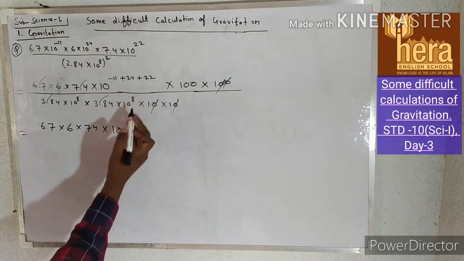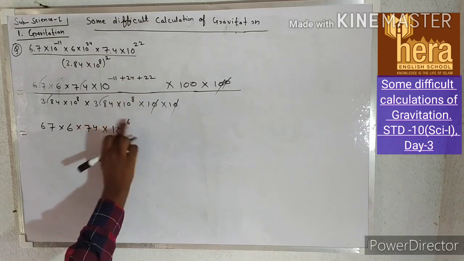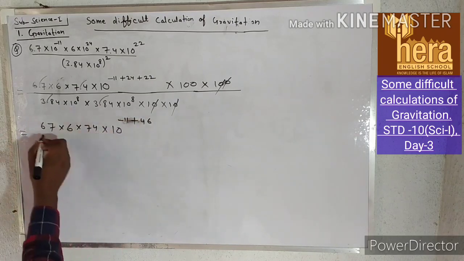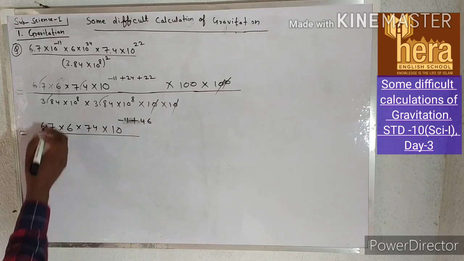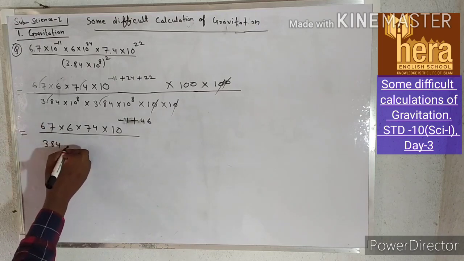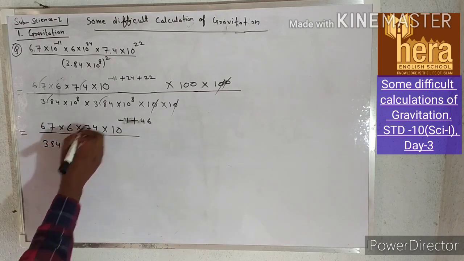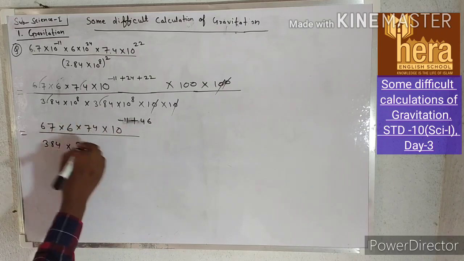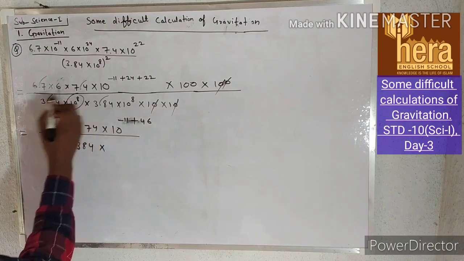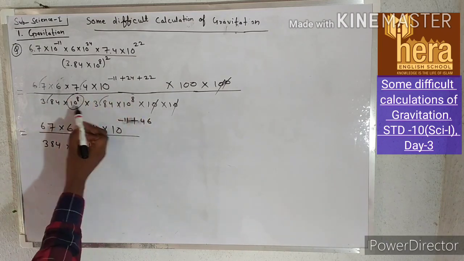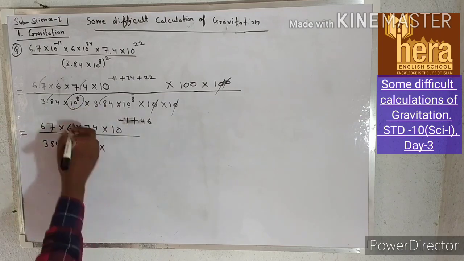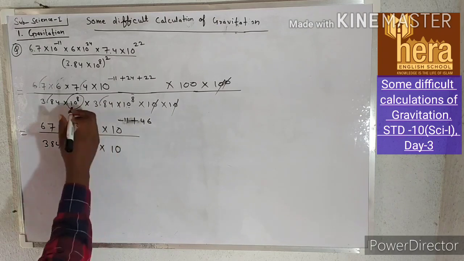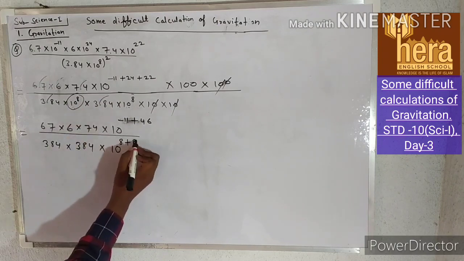22 plus 24, that is 46, minus 11 plus 46 divided by 384 into 384. See, here 10 raised to 8, 10 raised to 8. The bases are 10, 10, and both are in multiplication. So the base will be 10 and the index will be added: 8 plus 8.